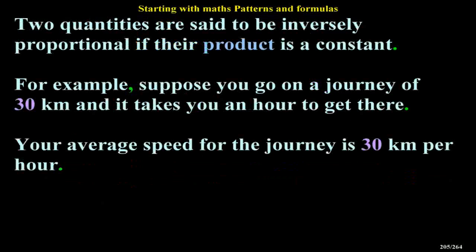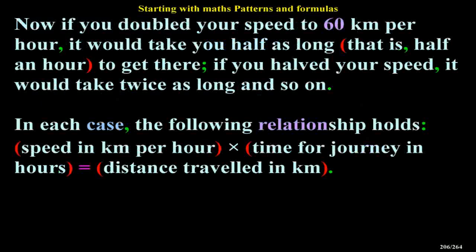Two quantities are said to be inversely proportional if their product is a constant. For example, suppose you go on a journey of 30 kilometers and it takes you an hour to get there. Your average speed for the journey is 30 kilometers per hour. Now if you doubled your speed to 60 kilometers per hour, it would take you half as long, that is, half an hour to get there. If you halved your speed, it would take twice as long, and so on.